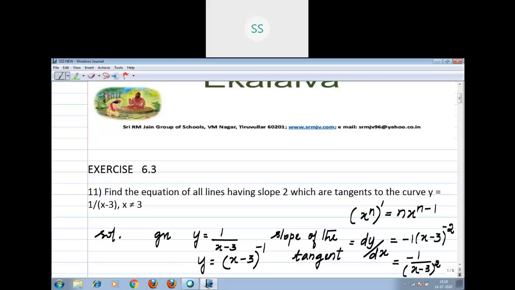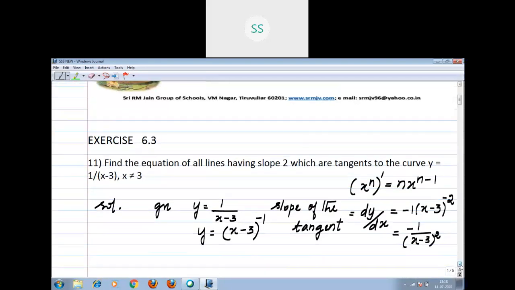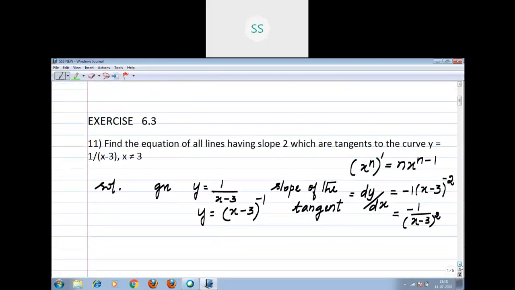You people understood, right? Then what is given in the question? Slope is given. Slope is represented by what? Dy by dx. Dy by dx equal to 2. That is given. Now this is equation number 1, and this is your equation number 2. You are going to compare 1 and 2.